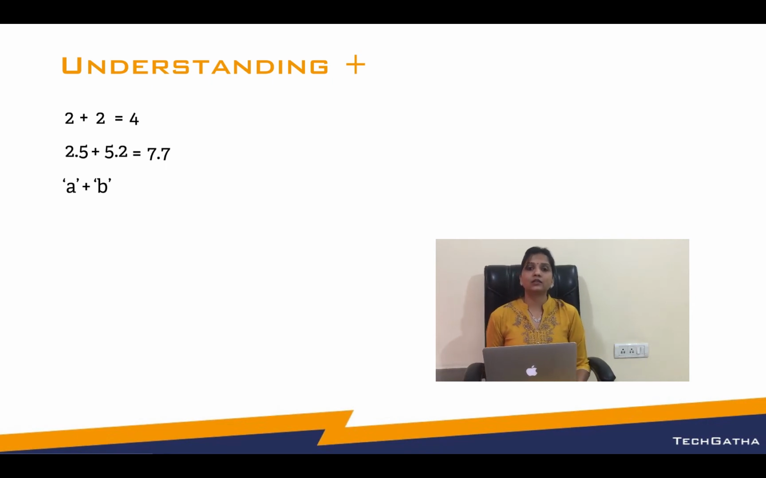Java uses something called ASCII code. ASCII code? What is it? Don't worry, I'll explain it. A has an ASCII code 97. B has an ASCII code 98. It adds these two values and gives you the result.